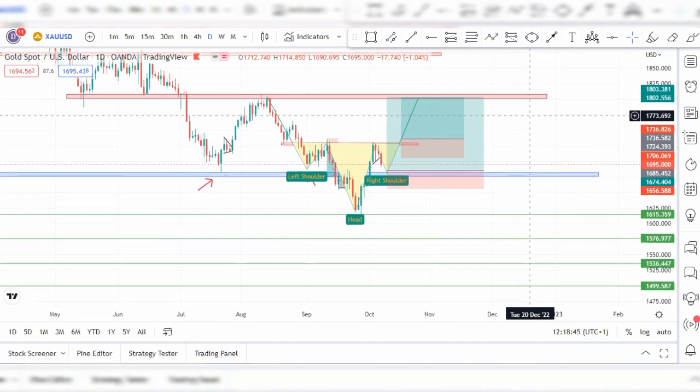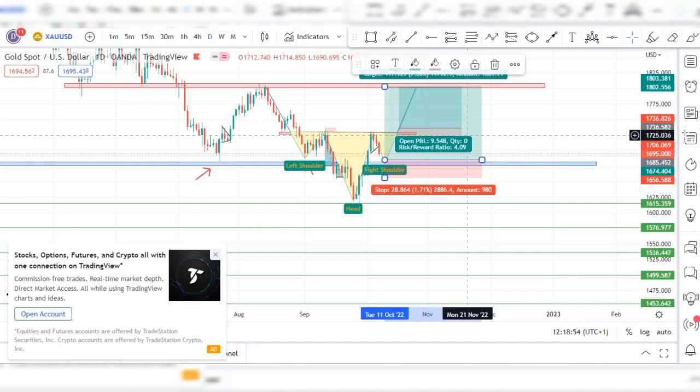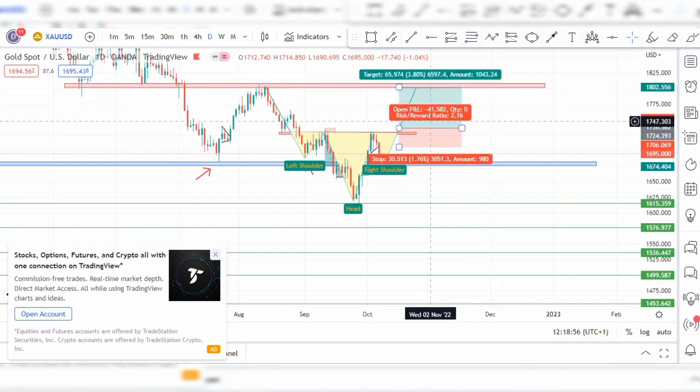Now, this is what I'm seeing in the market. It doesn't mean that price will always play out like this. As we know in Forex, anything can happen. And there is still that possibility of this trade not playing out exactly like this.